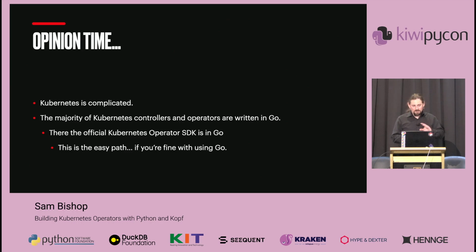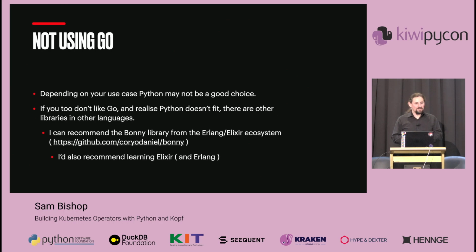But I don't like using Go, which is why I went to try and work out how I could do it in Python. And I'm not the only person who's made that choice. It's not a crazy choice. There are plenty of people who've done it. One of the libraries that we're about to talk about was started inside of a company that chose to. The Dask deployment tools use these libraries. It's not crazy. It's just a little off the beaten path. But depending on your specific use case, Python may not be the best choice. And if you don't like Go and Python doesn't fit, there are other choices you can find out there.